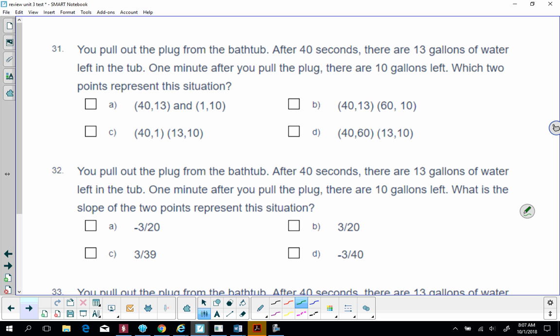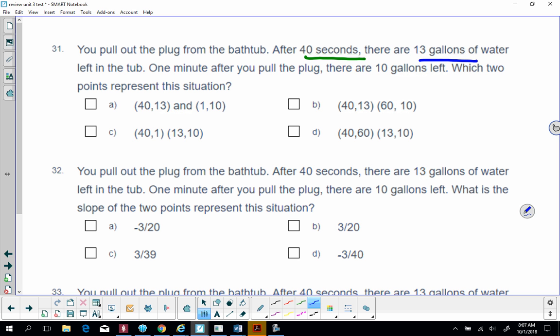So these word problems, we didn't have time to really work on that much, and I want to make sure you got it. It's pretty simple. All you're doing, see how it's 2 situations. After this happens, this is it. After this happens, this is the answer. So like you pull a plug from backup. After 40 seconds, there are 13 gallons of water left.